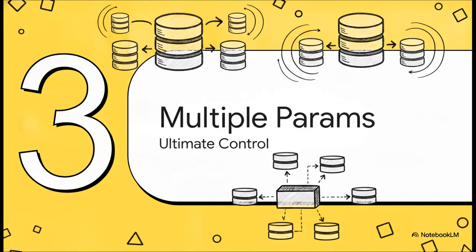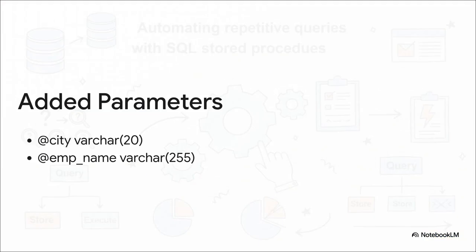All right, Section 3, using multiple parameters. This is where we really scale things up and gain ultimate control. Suppose fetching by city just isn't narrow enough. What if we want to select employees from a specific city and with a specific name? Well, we simply add another variable. Alongside our @city parameter, which is a varchar 20, we add @emp_name with a data type of varchar 255. You literally just separate your parameters with a comma when you create the procedure. It's that easy.